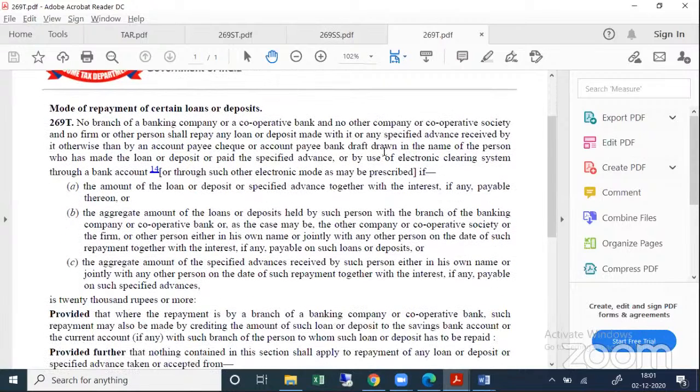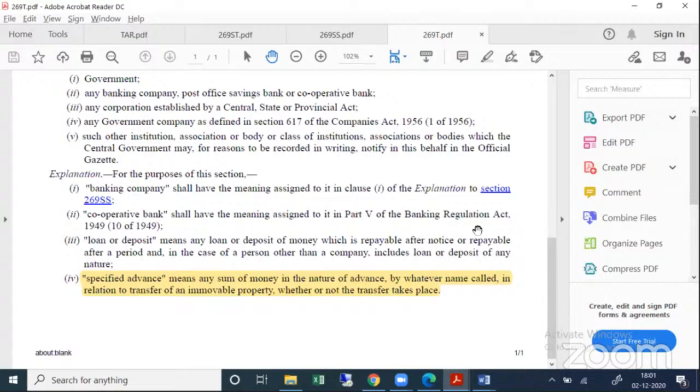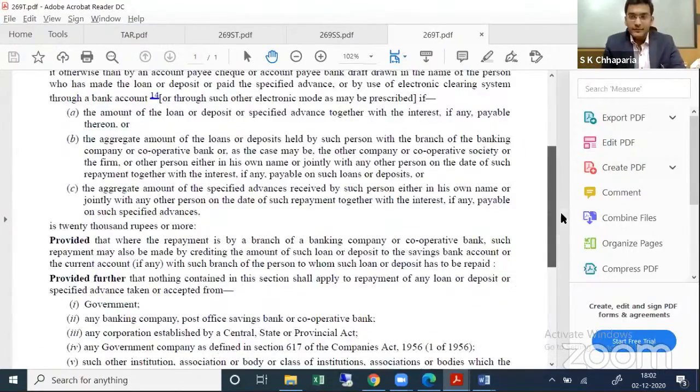Here again, any specified sum has been mentioned, any specified advance, when we are talking about repayment. But it is loan or deposit. So in case of purchase of property, if we pay in cash, is the payer anywhere triggered? Yes, ma'am. When we move to specified sums, it means any sum in the nature of advance, by whatever name called, in relation to transfer of immovable property, whether or not transfer has taken place. But here "or otherwise" is not written, so the payer will be covered.